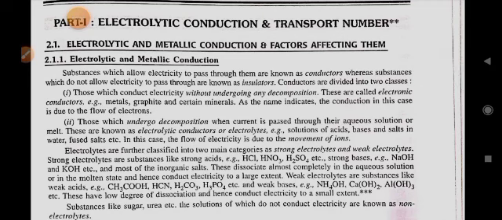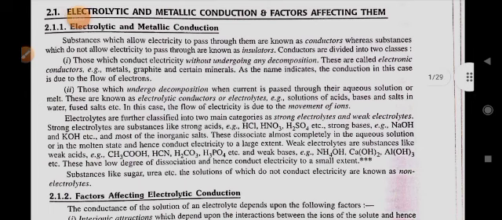Those which undergo decomposition when current is passed through their aqueous solution or melt. These are known as electrolytic conductors or electrolytes. Example: solutions of acids, bases, and salts in water, fused salts, etc. In this case, the flow of electricity is due to the movement of ions. Electrolytes are further classified into two main categories as strong electrolytes and weak electrolytes.